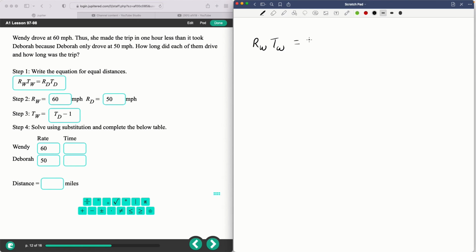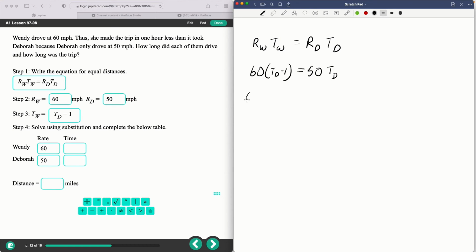RW times TW equals RD times TD. And now we're going to drop in our values. RW is equal to 60, so 60 goes here. RD is 50, so 50 goes here. The time of Wendy is TD minus 1, right? And we don't know the time of Deborah. We just write it in.